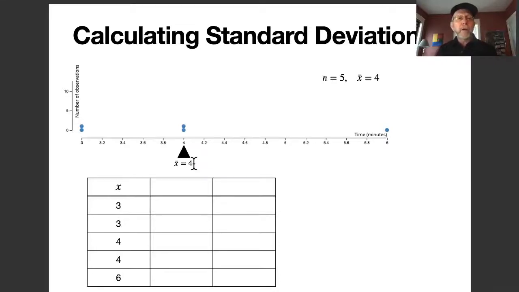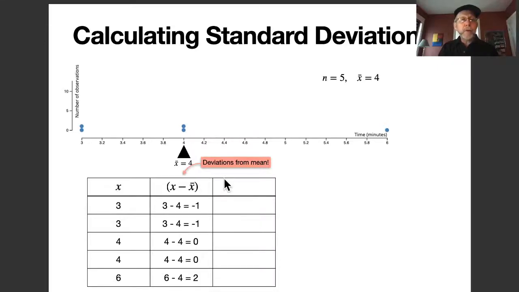So I've got a table here where I've just got my data values. I'm calling those X. So you see the 2 3s, the 2 4s, and the 6. The very first thing you do in computing standard deviation is compute the deviations of each of those data points from the mean. So that's symbolically denoted by this X, which means our data, minus X bar, which of course means the mean. So those are our deviations from the mean. And all you do is you take each data point and you subtract the mean from it. So there, I've done that. Those are our deviations from the mean.